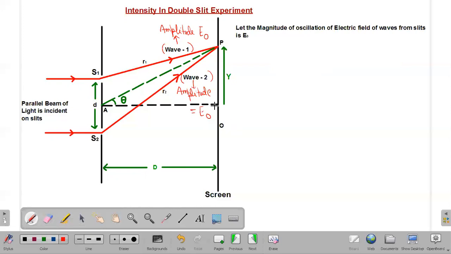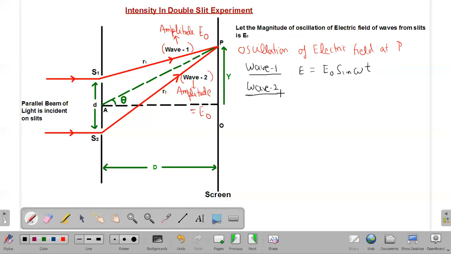But the wave coming from slit 2 has a phase difference with wave 1. So the oscillation of electric field at point P can be written as follows. For wave 1, if I denote the oscillation equation as E equal to E naught, which is the maximum value, times sine omega t, then the equation for wave 2 can be E naught sine omega t plus some phase difference phi with respect to the wave of slit 1.